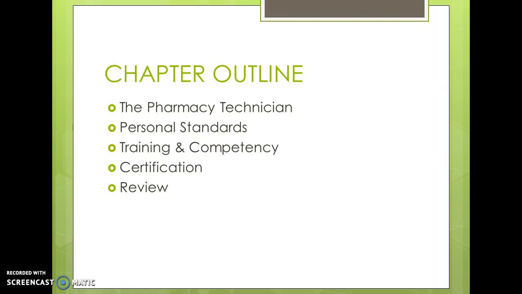So what is the chapter outline? This chapter looks at the pharmacy technician, the personal standards, training and competency, the certification process, and the maintenance of the certification. And then of course we will look at a question or two at the end of this chapter.